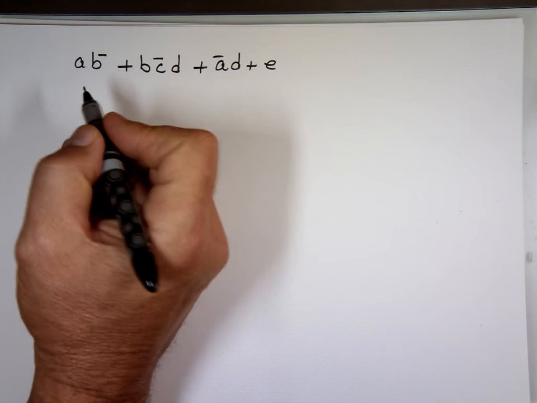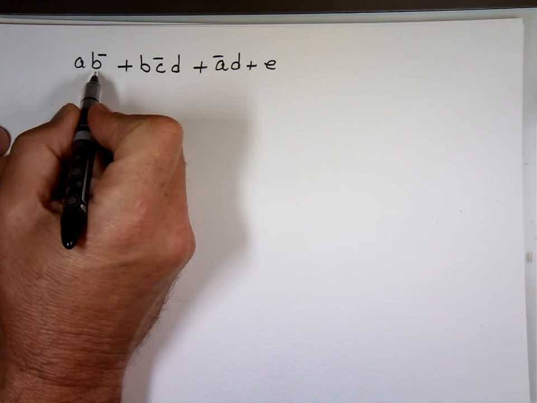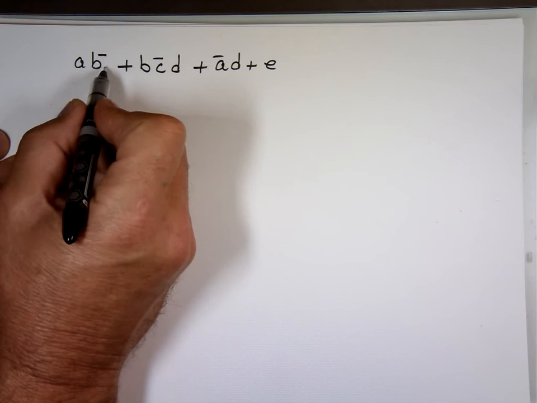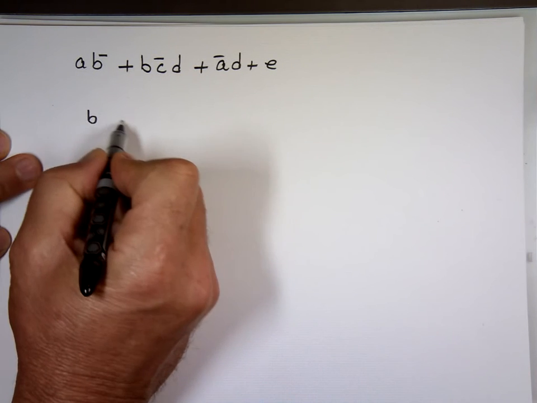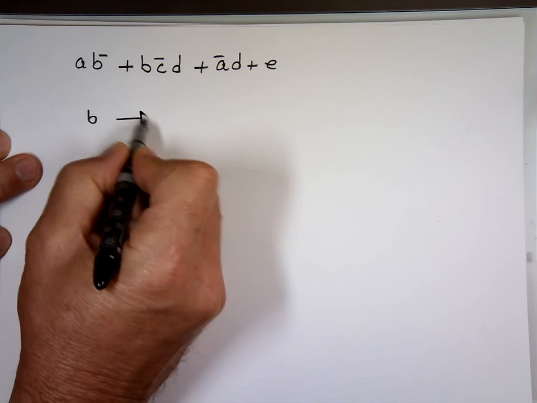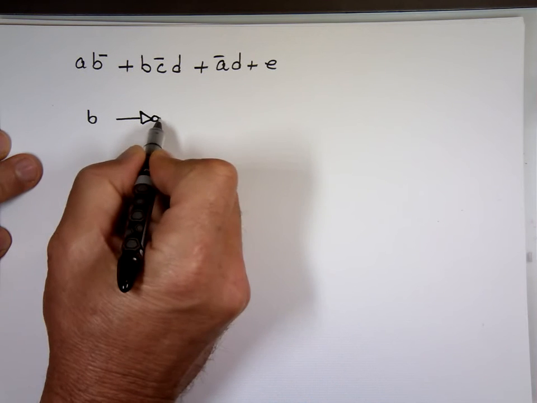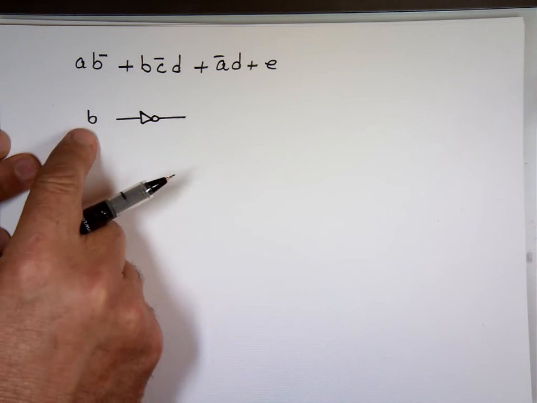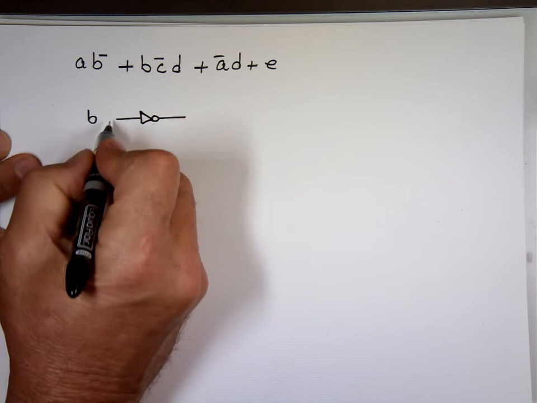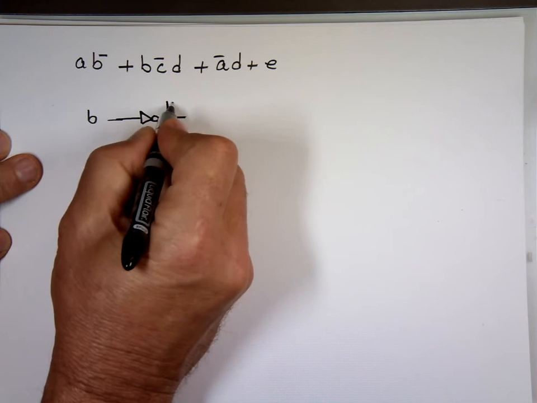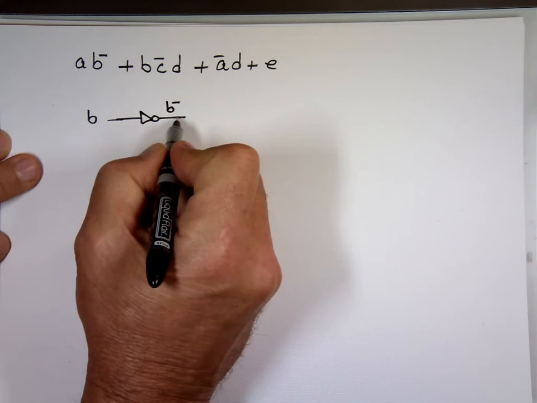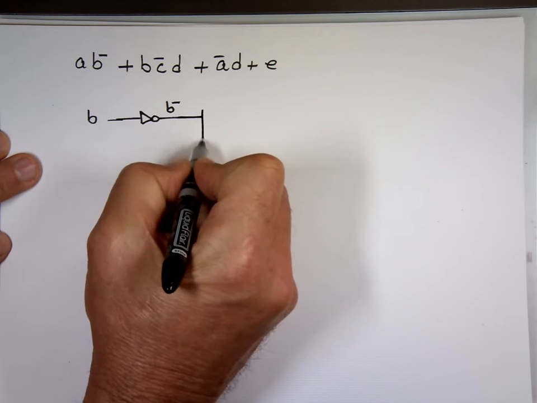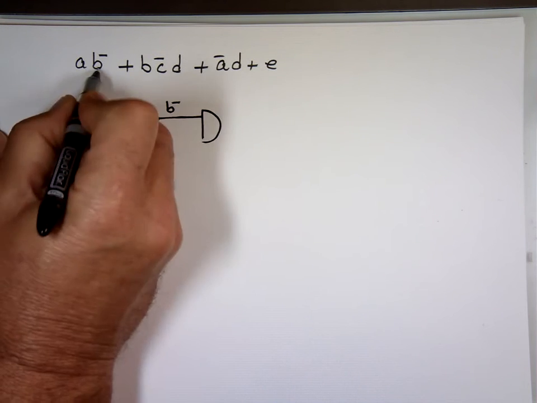first I'm going to need what? B naught. So I'm going to take the B, get one of those chips that has a NOT gate, and put it through the NOT gate. Coming out of this NOT gate, what are you going to have? B naught. I'm going to take this and AND it with A.